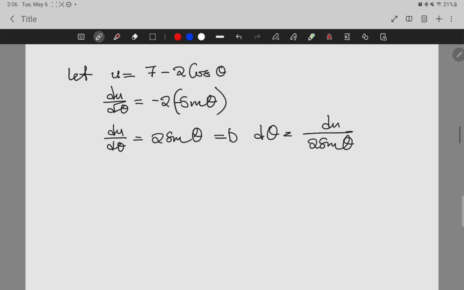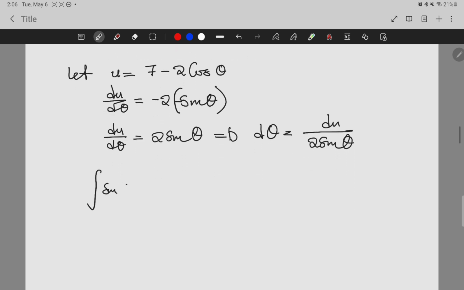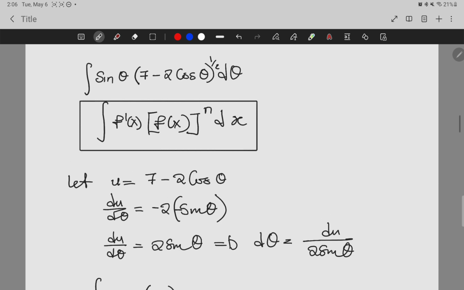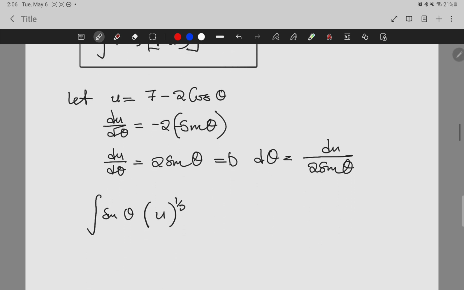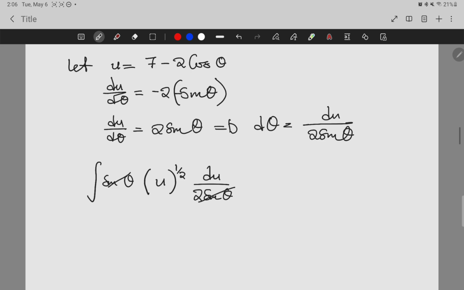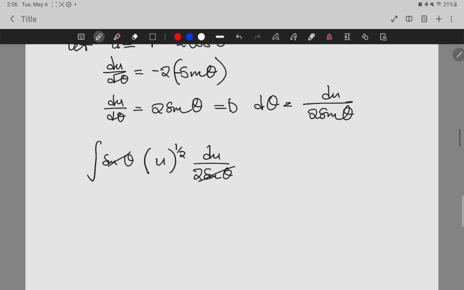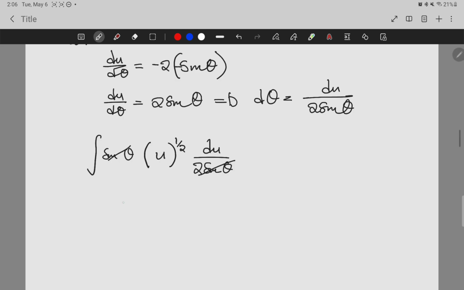So now we perform our substitution. We now have the integral of sine theta, where we have that expression in the brackets. That becomes u. We define 7 minus 2 cos theta to be u. The power remains as half there. Where we have d theta, we now substitute what d theta is in terms of du, so it's going to be du over 2 sine theta. We see that the sine theta and the sine theta will cancel. It's always the goal of substitution that once you perform the substitution, the old variable always disappears. You remain with only the new variable, here being u.